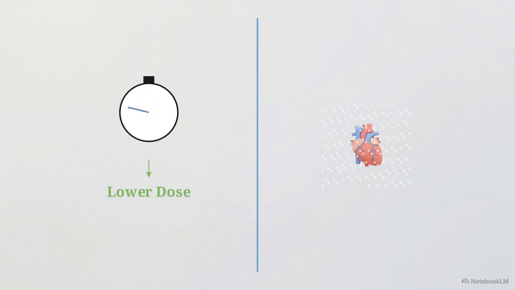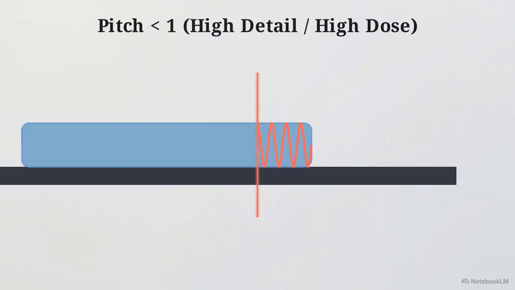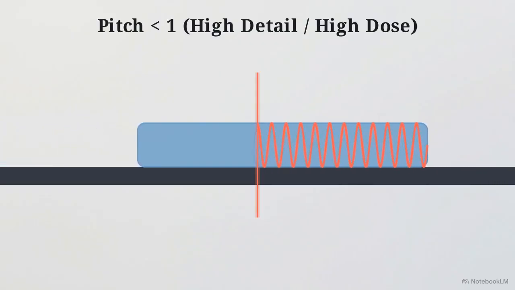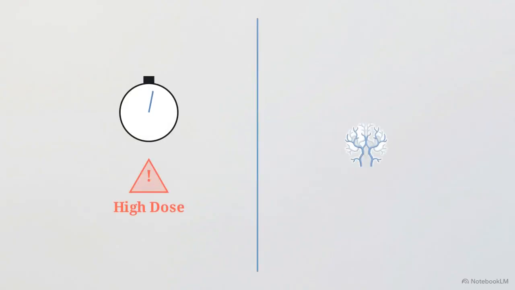Conversely, a pitch of less than 1 moves the table slowly, overlapping data to map exquisite detail on tiny vessels at the cost of a higher dose and a longer scan.